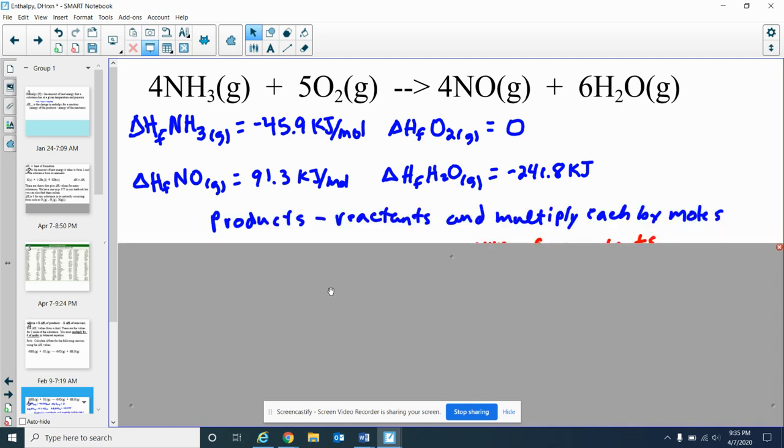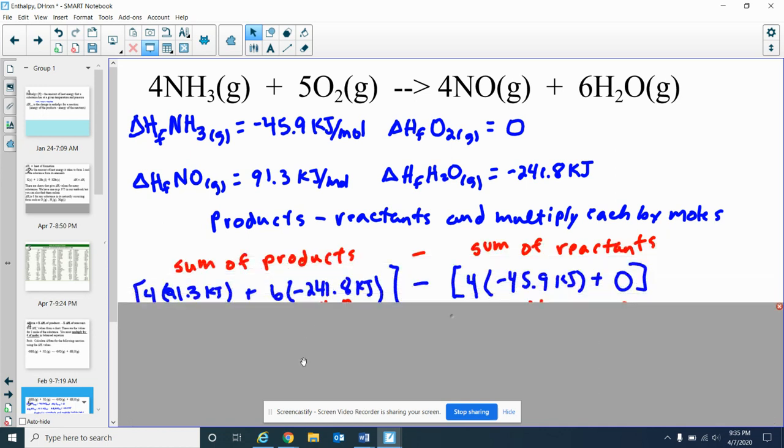So then, products minus reactants. This is something that people do backwards a lot of times, because in the balanced equation, the reactants are given first. But you have to write the products values first when you do this equation. So the sum of the products minus the sum of the reactants is what I'm looking for. And then again, don't forget to multiply each by the number of moles.